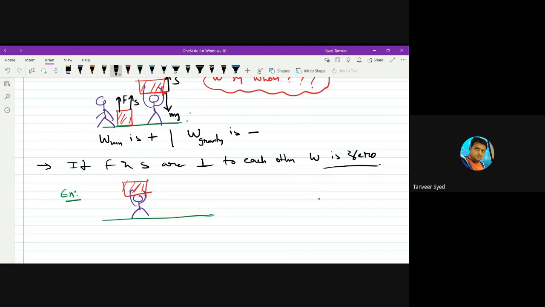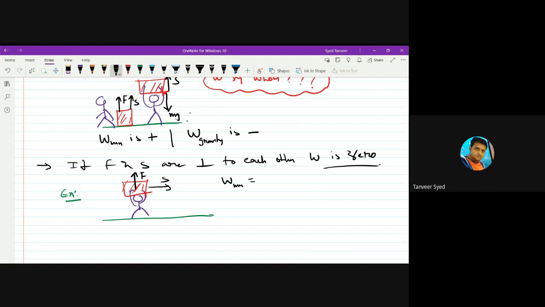Okay. You are walking means displacement of the block is in this direction. Then what is the direction of force to hold the block above your head? You should apply force on the block in this direction. How are force and displacement? Perpendicular to each other. Theta is 90 degrees. Cos 90 is 0. So in this case, work done by man is 0.